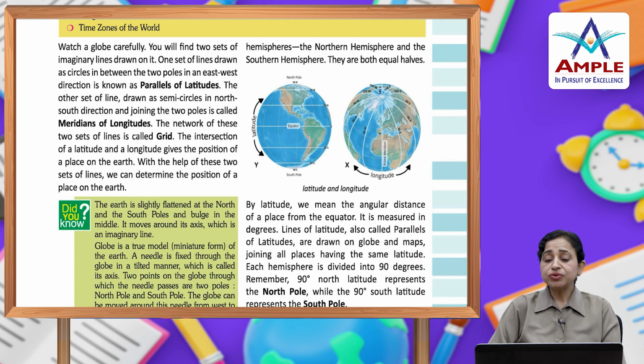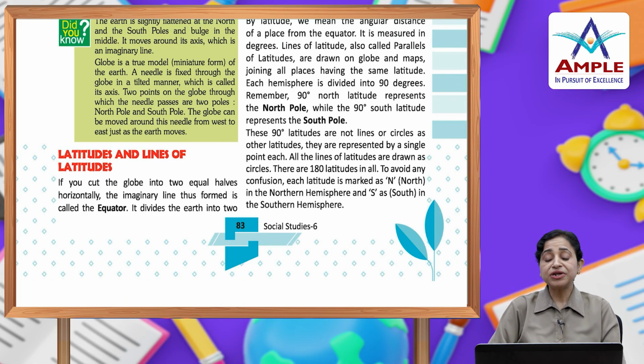Lines of latitude, also called parallels of latitudes, are drawn on globe and maps, joining all places having the same latitude. Each hemisphere is divided into 90 degrees. Remember, 90-degree north latitude represents the North Pole, while the 90-degree south latitude represents the South Pole. These 90-degree latitudes are not lines or circles as other latitudes. They are represented by a single point each.